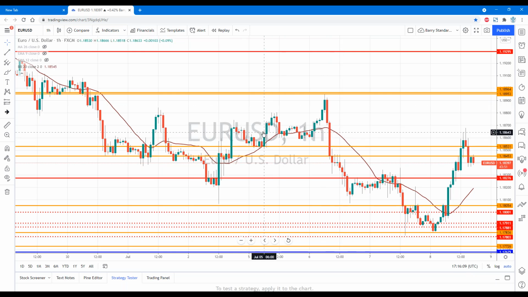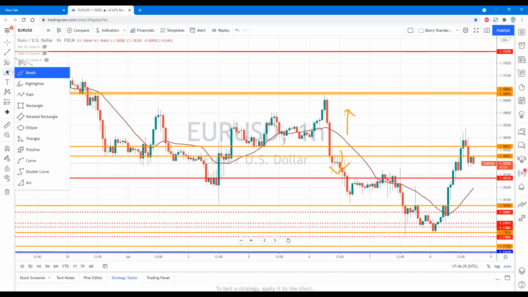From here, we go on and we add a mathematical calculation that's called standard deviation. Now, standard deviation is a complex mathematical formula.